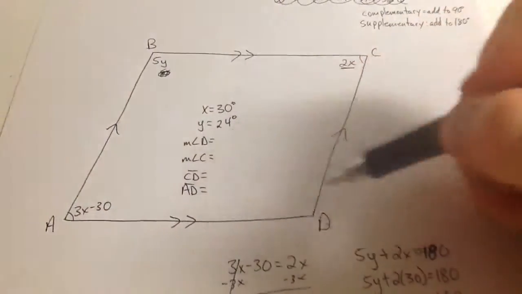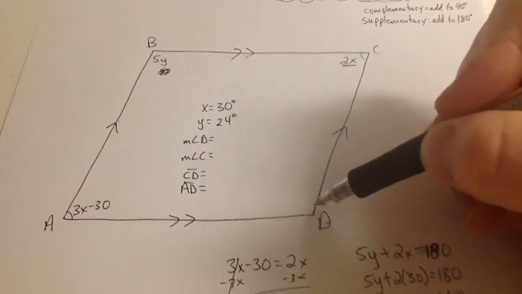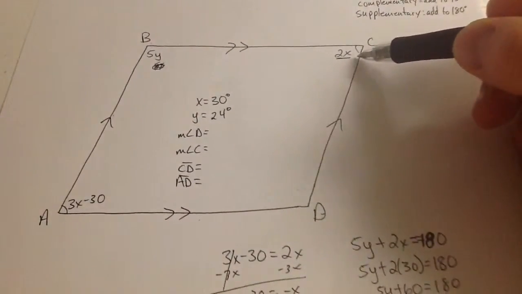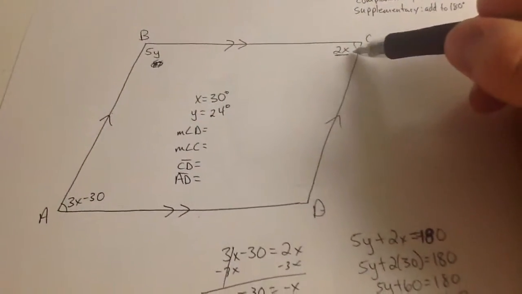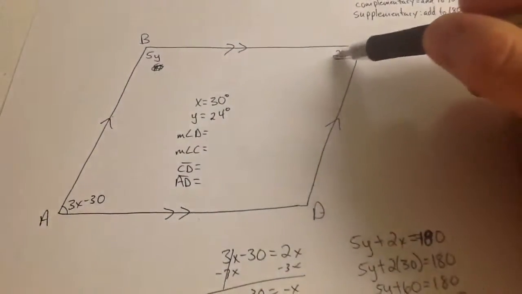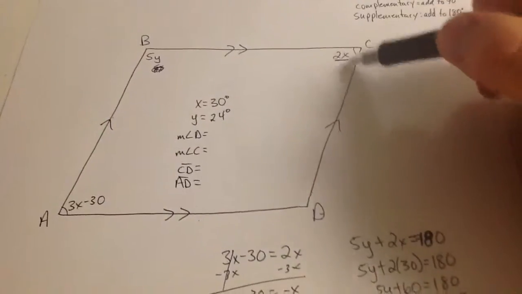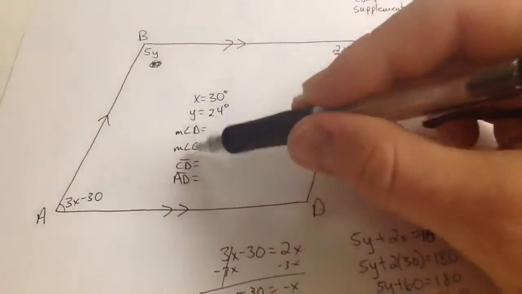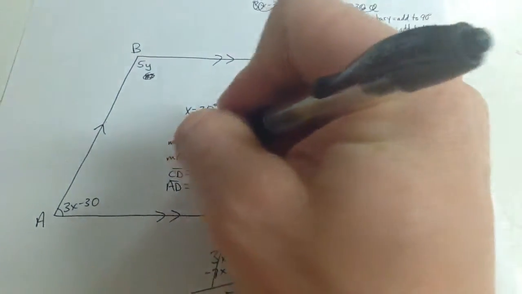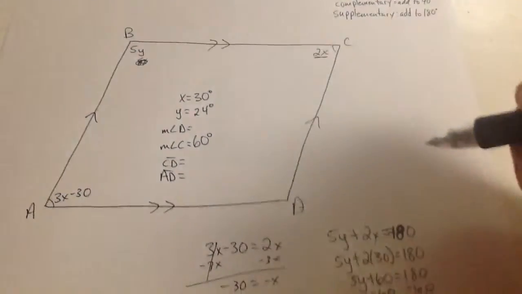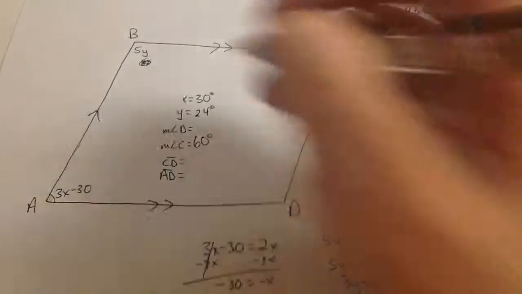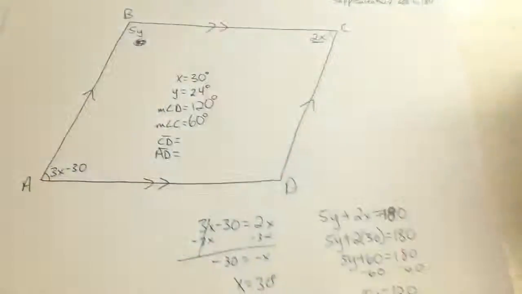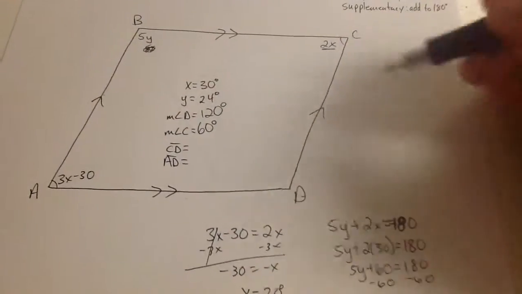I mean, measure of angle D plus the measure of angle C equals 180. You could do it that way to figure this one out, because you know C. You could plug in x. 2 times 30 is 60. So angle C must be 60, right? Oh, I just gave you that one. Well, that was easy. That's 60, right? Because it's just 2 times x. So if these two are supplementary, if this one's 60, what's this one got to be? Of course, 120, right? 180 minus 60.